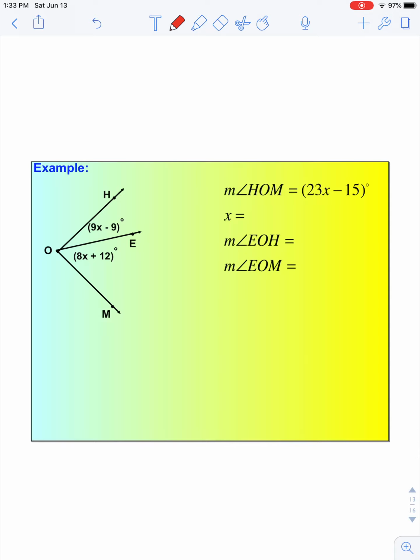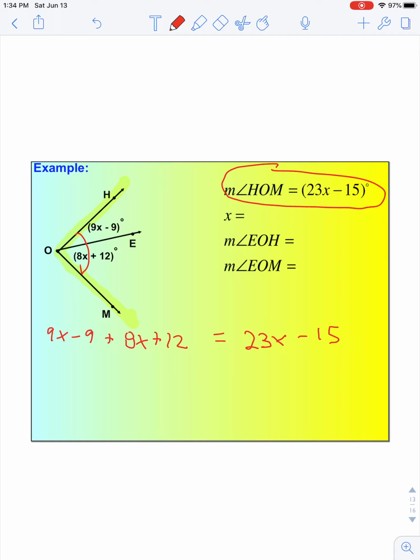And this is the same kind of thing, only now they're giving you the expression for this whole angle, HOM. So what you know now is HOM is 23x minus 15. So now we take the two parts, 9x minus 9, added with 8x plus 12, but instead of it equaling 180 like in the last example, it equals another expression. But these should be pretty familiar for you from algebra.